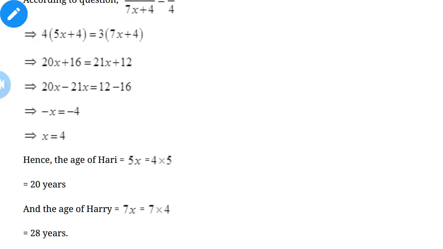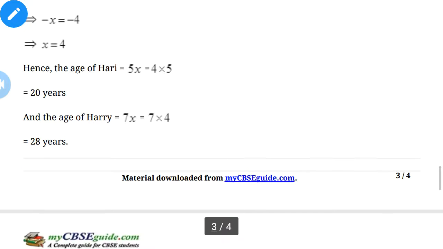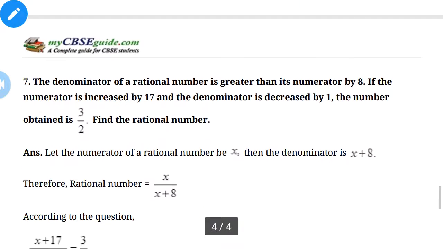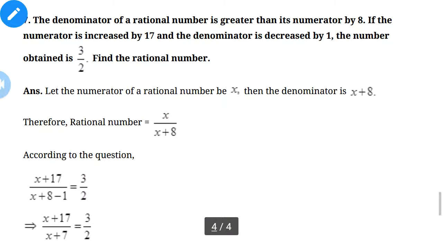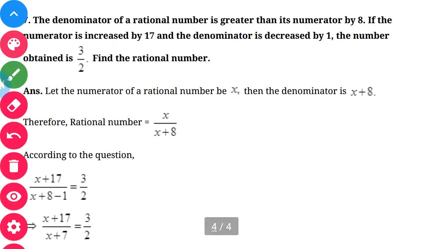Okay, we are done with exercise 2.6, and I'm going to start with the 7th one, which is also there, children. We'll just discuss the 7th one as well. If you see here, the denominator of a rational number is greater than its numerator by 8. So the denominator of the rational number we don't know.